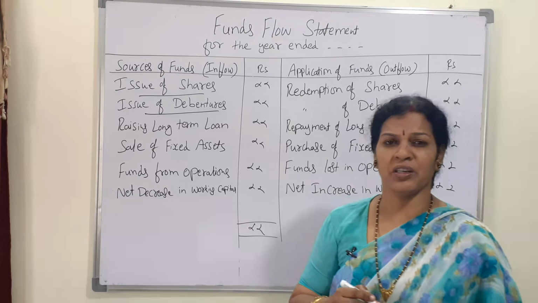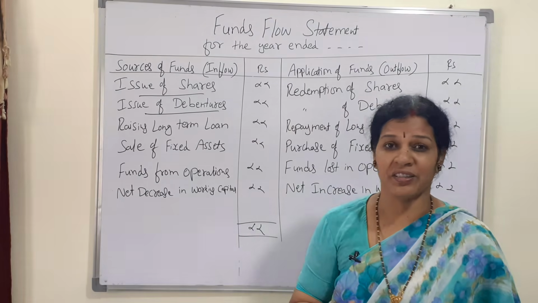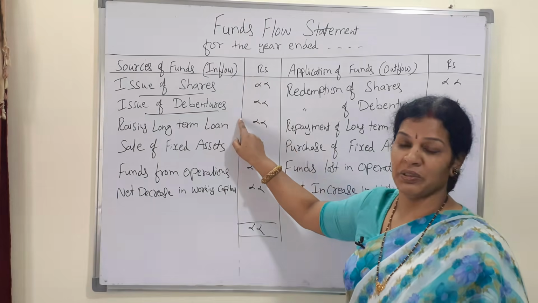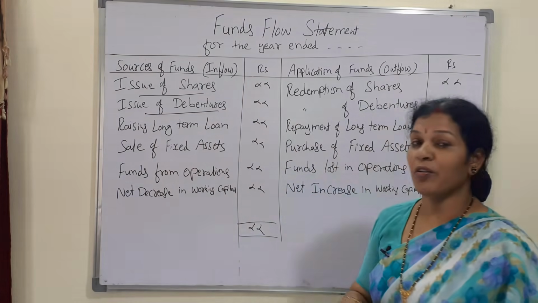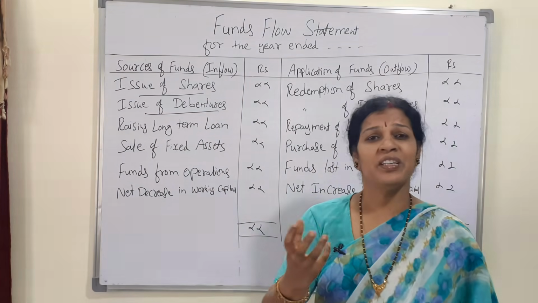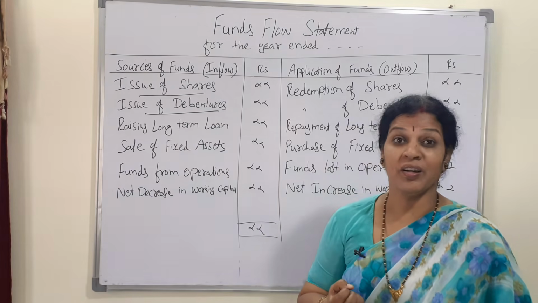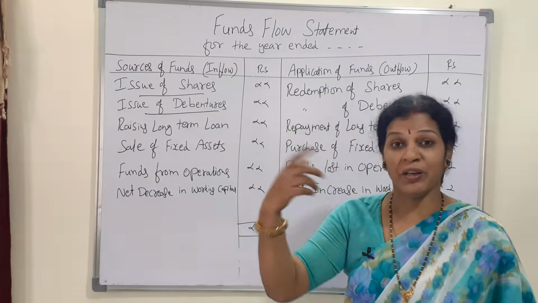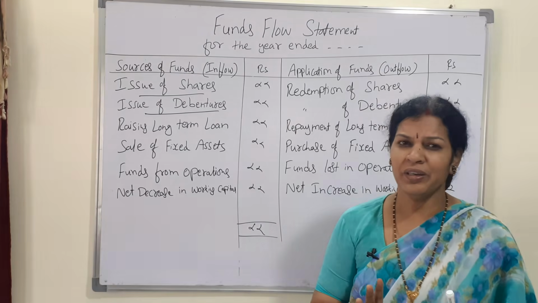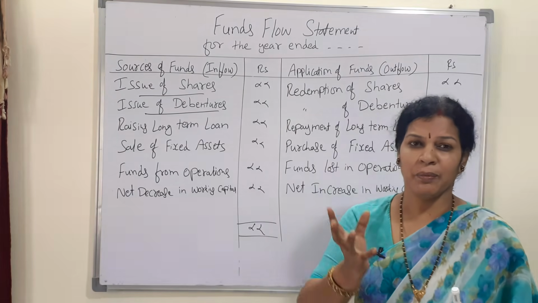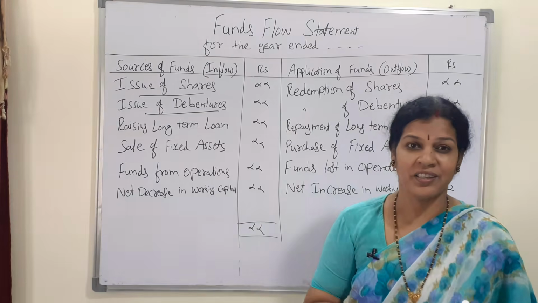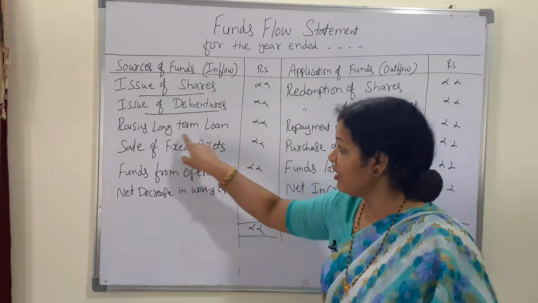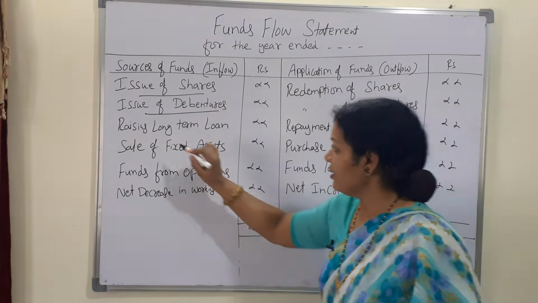Whenever जब भी हम issue कर रहे हैं, हमको funds आ रहा है. We are getting the funds. So it is a source. Issue of shares, issue of debentures. Next, raising long-term loan. We are taking a loan from someone, a long-term loan. So this is a source. Presently it's a source for us. Later we are going to pay. That's a different question. Right now it's a source. जब भी हम long-term loan लेते किसी से, source है ना, हमको आ रहा है ना, कंपनी को आ रहा है. So इसलिए raising long-term loan is a fund.